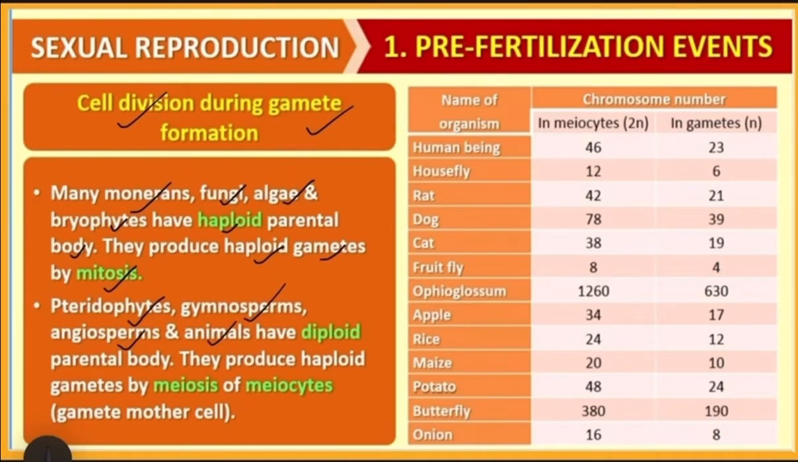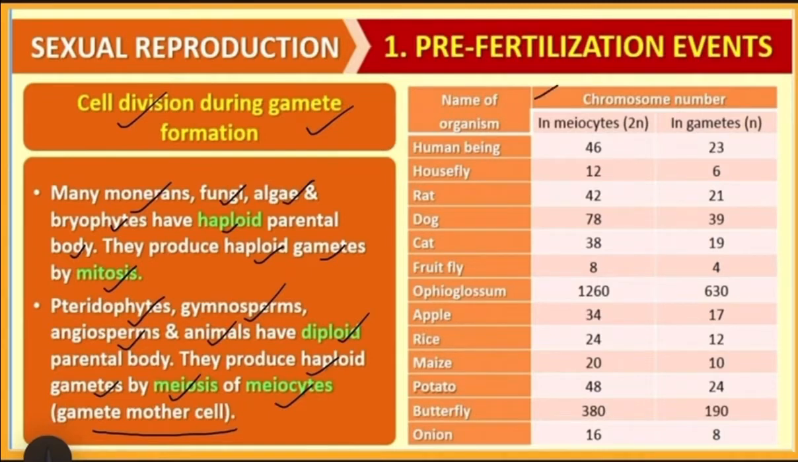They have got the diploid parental body. Means the parent's body has the diploid number of chromosomes, double the number of chromosomes. So they produce haploid gametes by the meiosis of meiocytes. What are meiocytes? Meiocytes are the gamete mother cells in which meiosis takes place and the gametes are formed. Clear? Now you can see the table here.